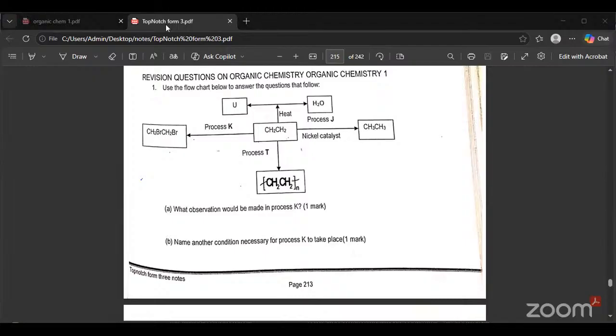Can we do this one? We can even do this one. What I'm interested in, the good thing about organic chemistry, number one, is that most of the reactions are the same. So you don't get lost.